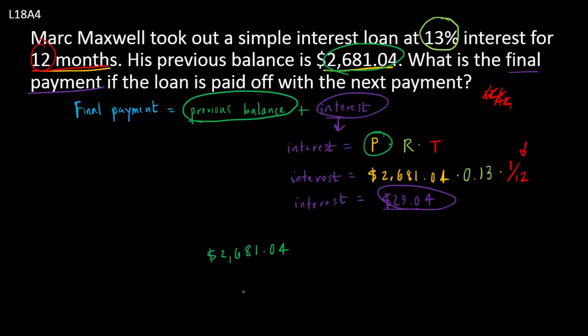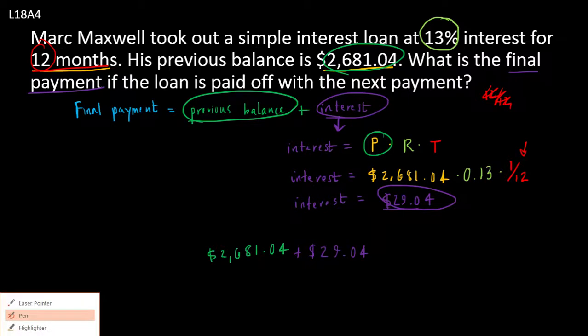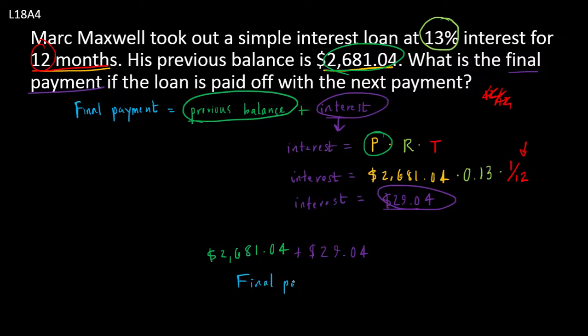All right, so we're going to add our previous balance to our interest, which gives us a final payment of $2,710.08. So pretty straightforward here. The biggest step is realizing that our final payment would have to include not only the previous balance, but any interest accrued since that balance last month.